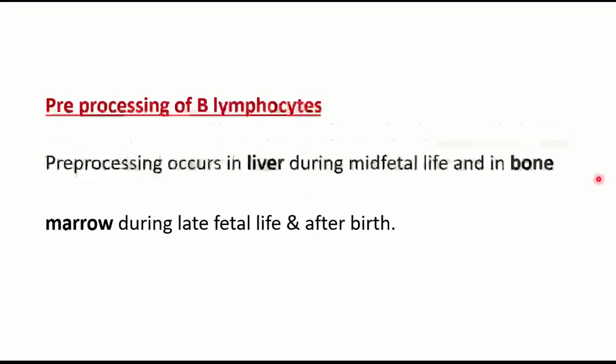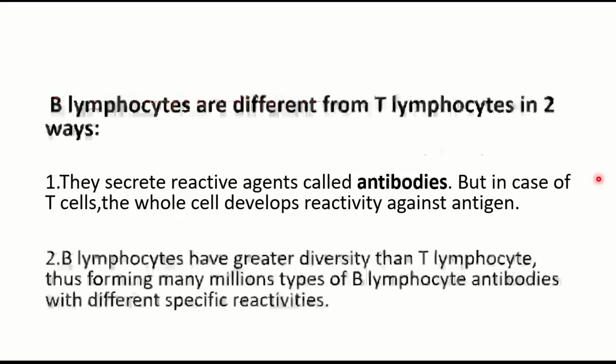Moving on to pre-processing of B lymphocytes. T lymphocytes, after being synthesized in the bone marrow, are further processed in the thymus. But B lymphocytes actually get processed in the bone marrow itself. Pre-processing occurs in the liver during mid-fetal life, and in late fetal life and after birth, it takes place in the bone marrow only. B lymphocytes are different from T lymphocytes in two ways.